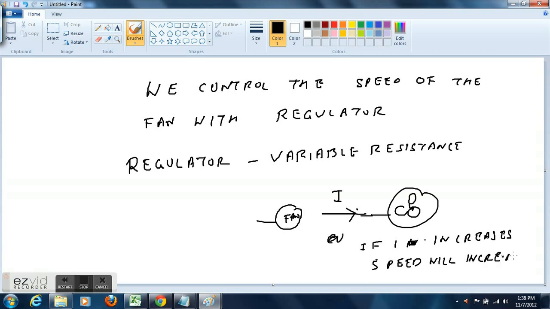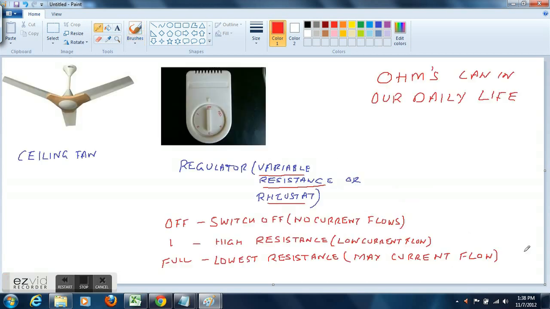The same principle is used in the regulator. Regulator has multiple points. The first one is off, that means the circuit is broken here, so no current will flow. Then comes point 1, that means it has a very high resistance, because in your regulator point 1 is when you want the fan to rotate at a low speed.